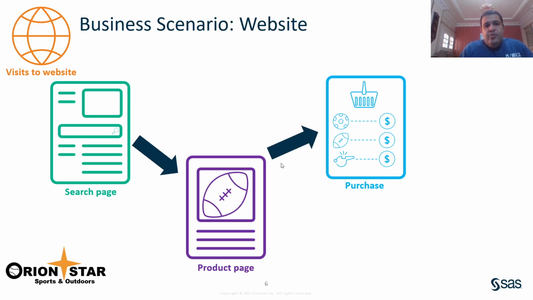We have a business scenario for a company called Orion Star. It requested an analysis of customer visits to its website. They need to know what types of pages were visited by their customers and in which order these pages were visited. They also want to view pages visited by customers who bought a product.